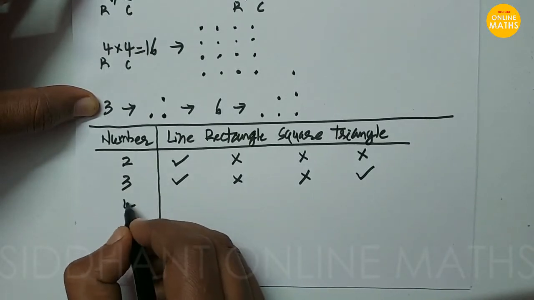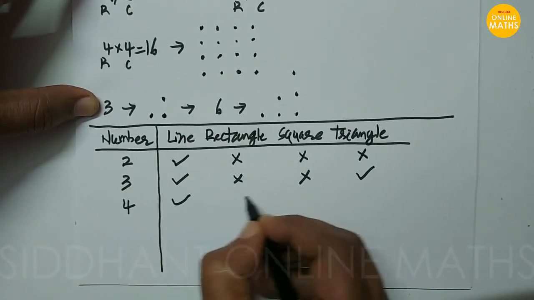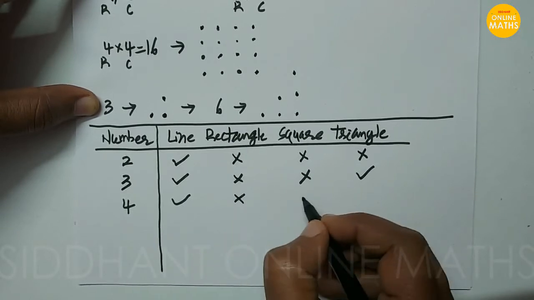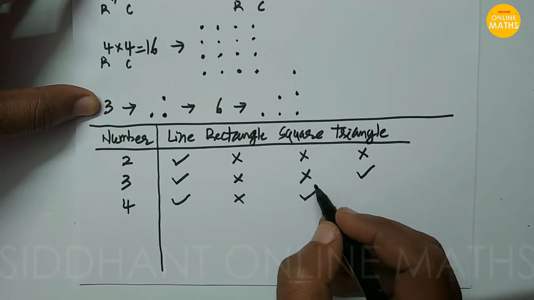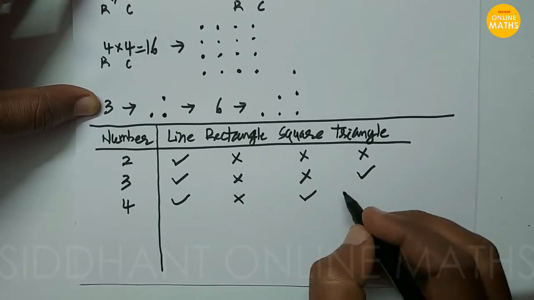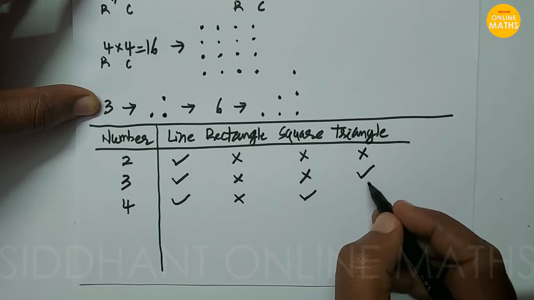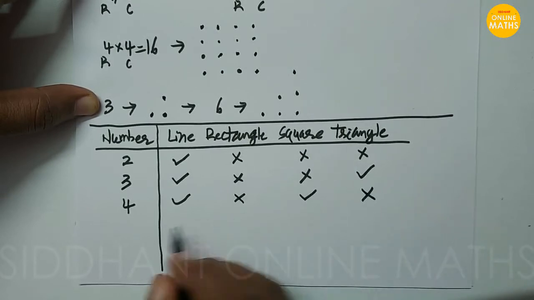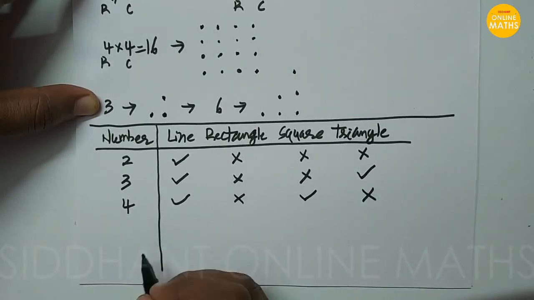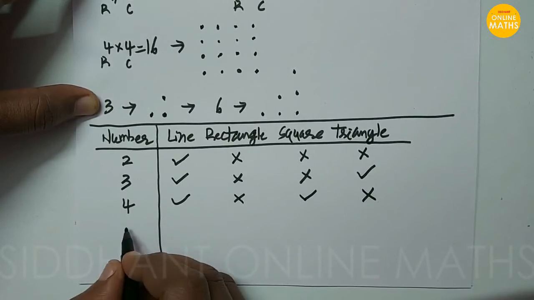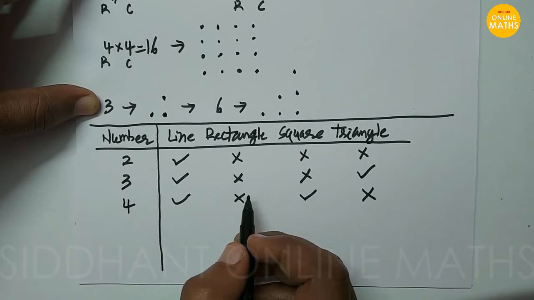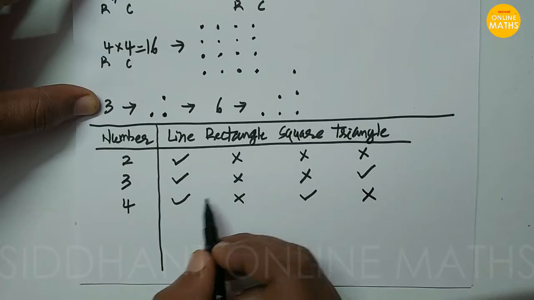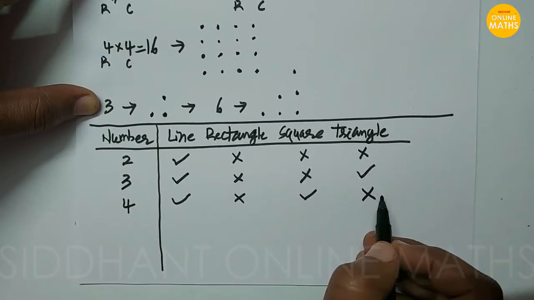In the same way when you take 4 here, a line is possible, and a rectangle is not possible, but a square is possible. As you saw in the above example, when you place 4 dots, you can see a square shape, and a rectangle is not possible with 4 dots. So in this way we can take any number here and guess what shape is possible with that number. Whether you can get a line, rectangle, square, or a triangle, like this.